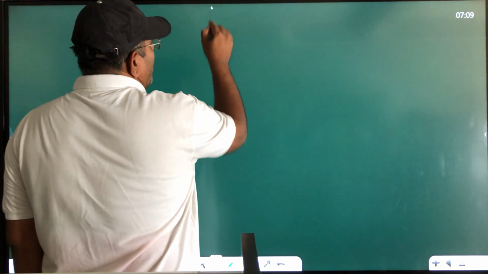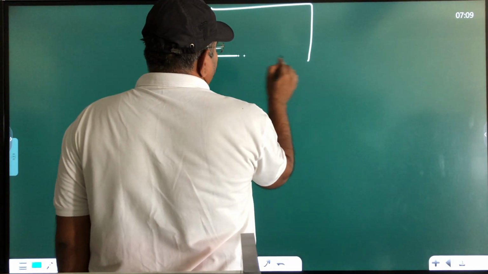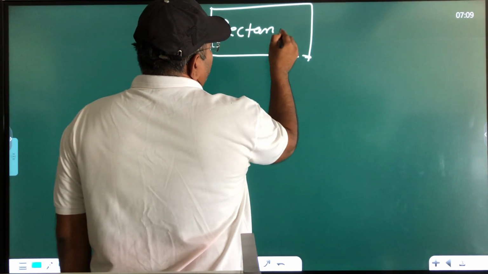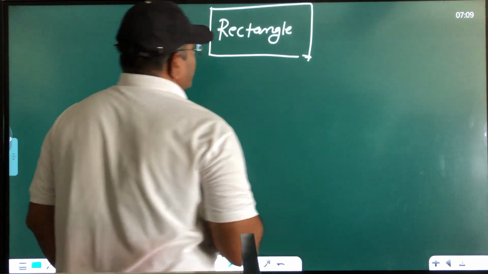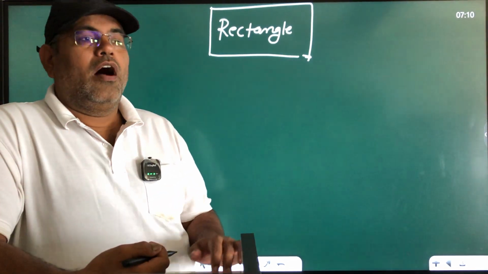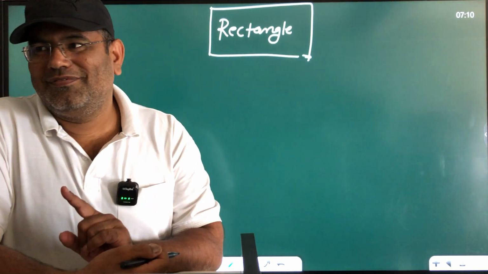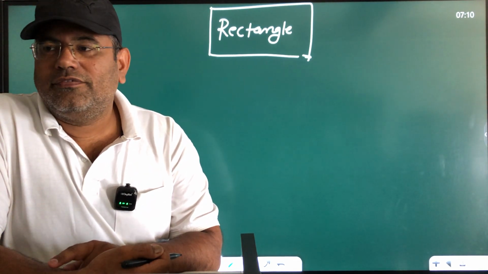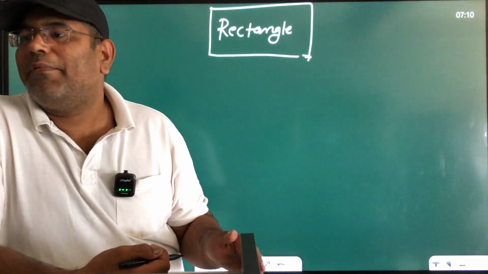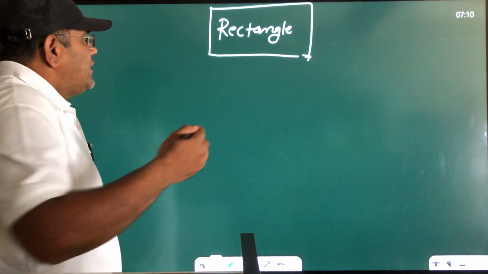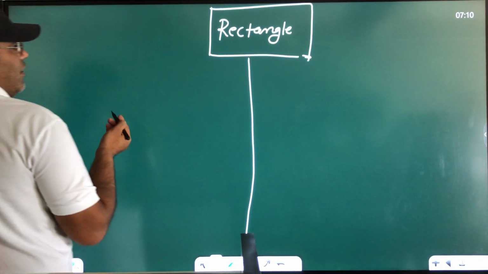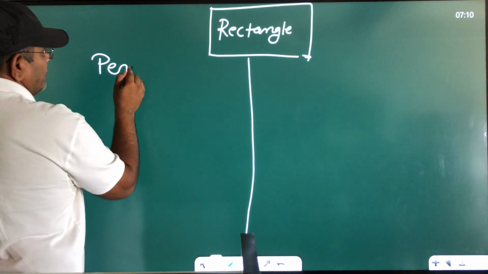First of all, we draw here a rectangle. I write here rectangle because this shape belongs to rectangles. Rectangle means, do you know, all opposite sides are equal, and every side is based on 90-degree angles. So guys, today we are learning what is the difference between perimeter and area.